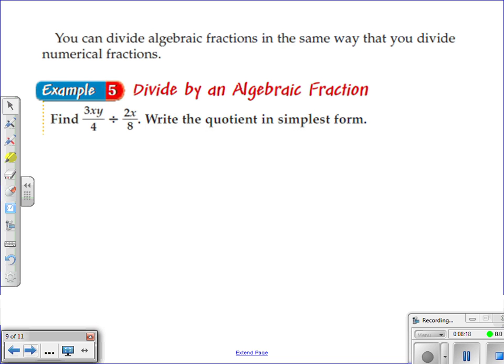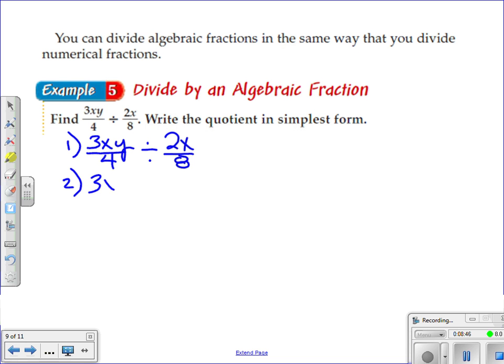We're going to divide algebraic fractions. Works just the same as dividing numerical fractions. We have number 1. We're going to write our problem down, 3xy/4 divided by 2x/8. Got our problem written down. Step number 2, flip the fraction, multiply by the reciprocal.